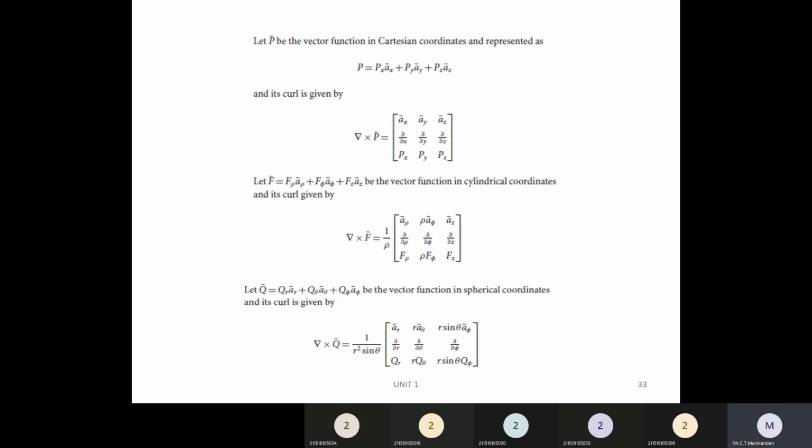Similarly, we have determinants for curl: del cross P, del cross F, and del cross Q. For different coordinate systems, we have del cross F, del cross P and del cross Q, for the Cartesian system, cylindrical system and spherical system.